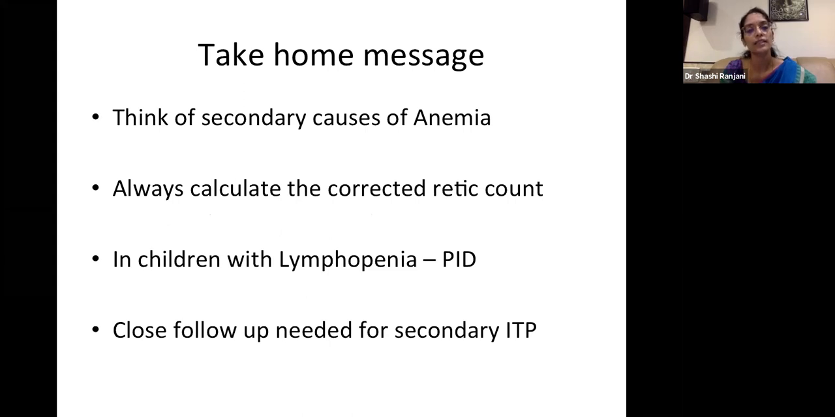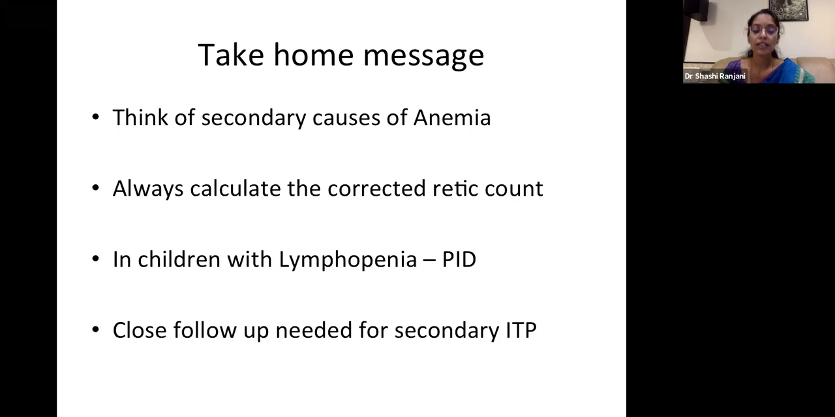So this is my take-home message. In a child with anemia, yes, iron deficiency anemia is most common. If it is the typical age group, then we don't have to do a lot of investigation. We can treat the child with oral iron, but always have secondary causes of anemia in your mind, especially if there's a chronic history, or if the age group is outside the normal. And always calculate the corrected retic count, because the retic count may seem normal, whereas the corrected retic count can actually be very low, and this gives an idea as to how the bone marrow is functioning.